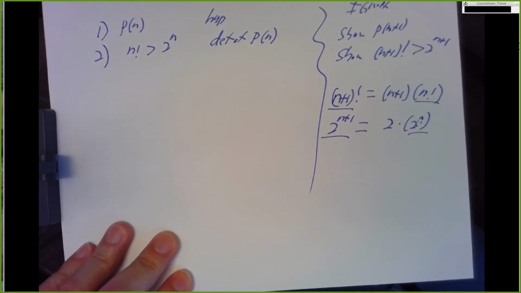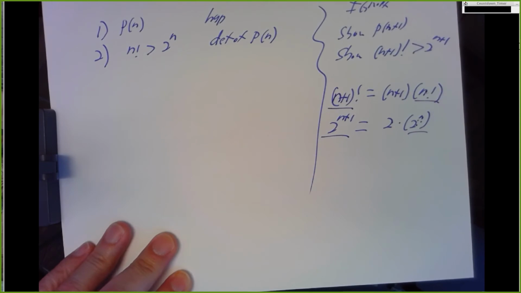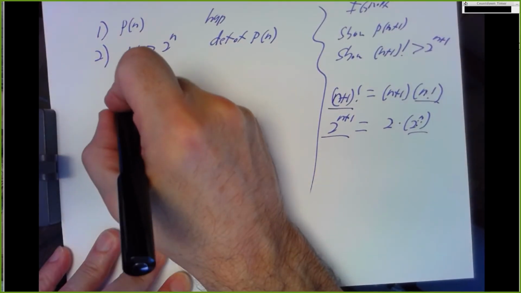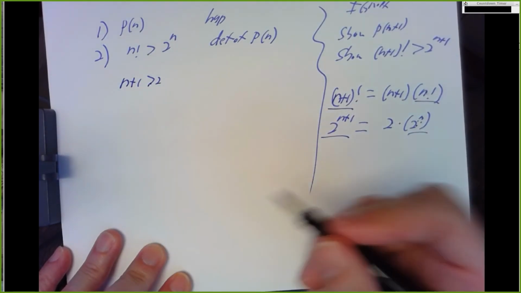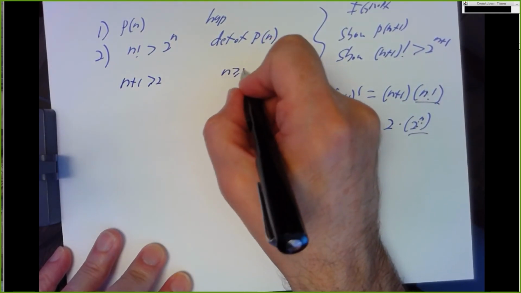So let's start writing this out. So n plus 1 is bigger than 2. And how do we know this? Because n is bigger than or equal to 4.